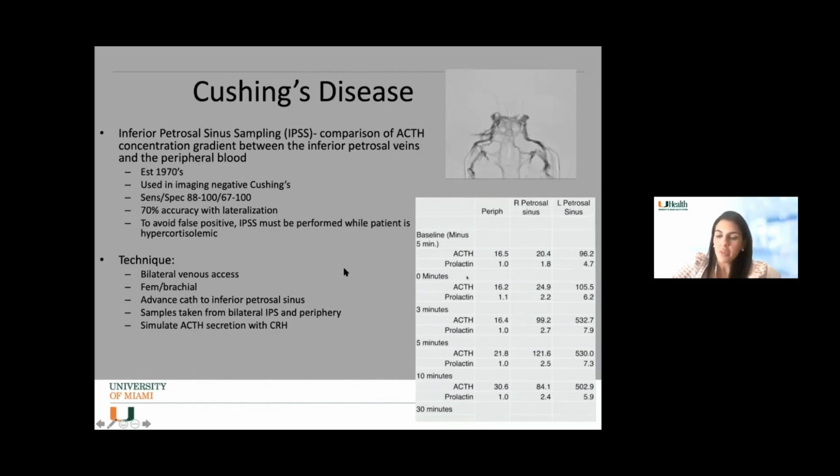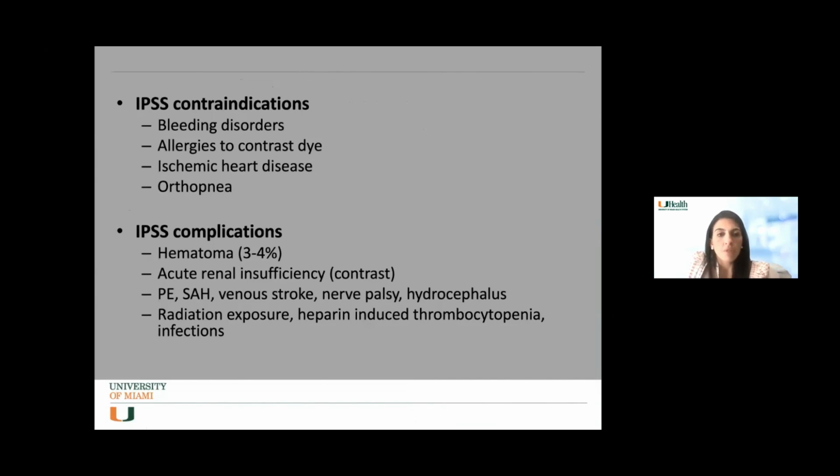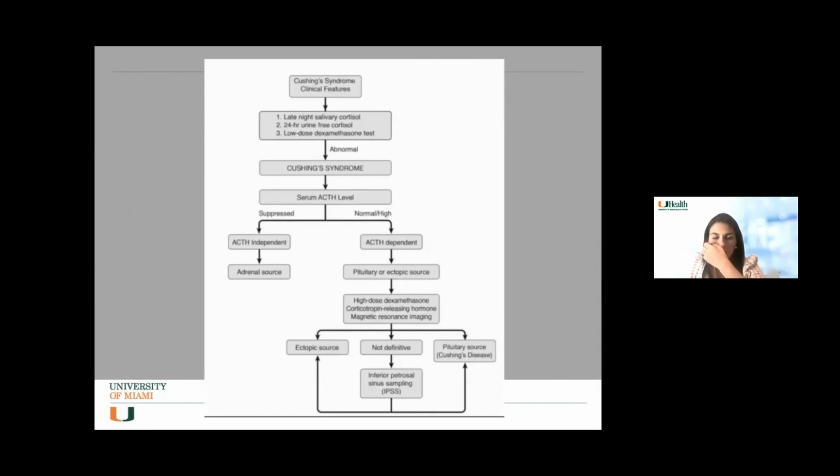And then you can have prolactin as a control there as well. And you do give CRH. So this is baseline and 0, 3, 5, 10, and 30 minutes after you give CRH in order to get the ACTH stimulation. Okay. So there are some contraindications to IPSS sampling. Obviously, with any invasive procedure, you can have complications. We won't go into this too much further.